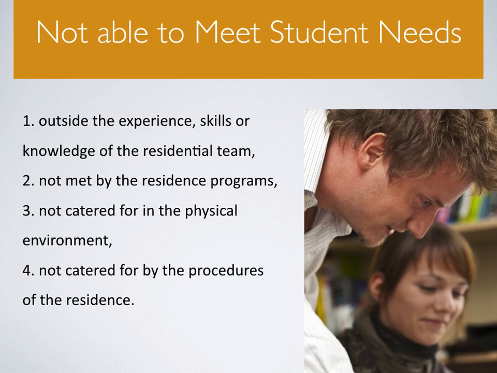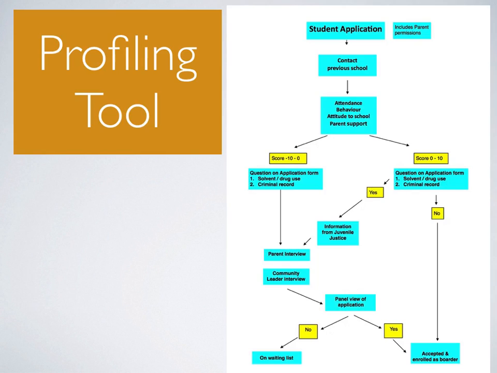So what happens if you're not able to meet the student's needs? This might be because the needs are outside the experience, skills or knowledge of the residential team. They're not met by the residential program, they're not catered for in the physical environment, or they're not catered for in the procedures of the residence. And we've got a tool like this. We use this tool, and this is what we call a profiling tool, and this tool is meant to be used when a student applies, and the purpose of this tool is to know whether or not the residence has the capacity to meet the student's needs.